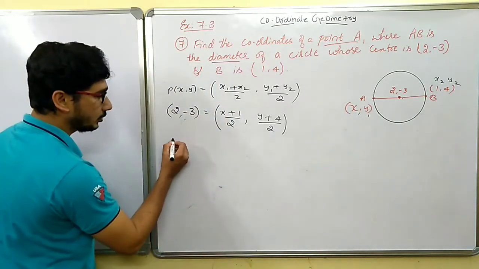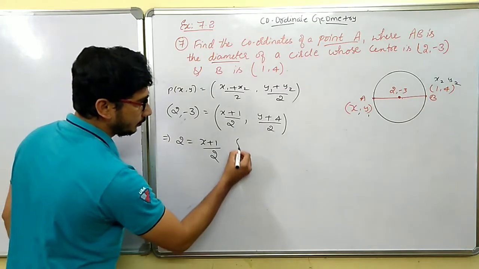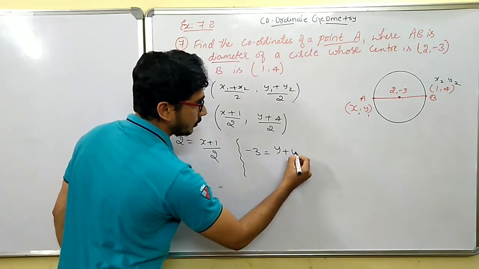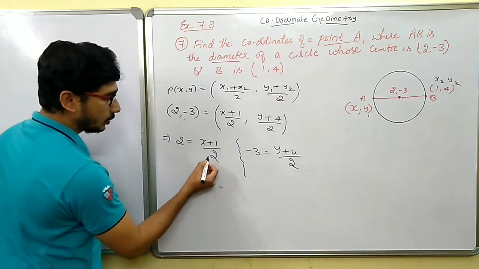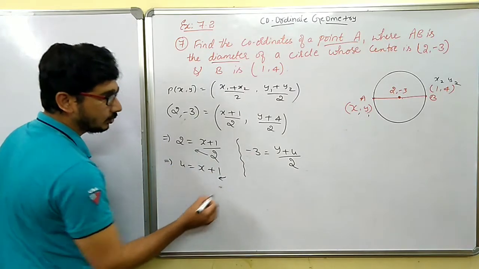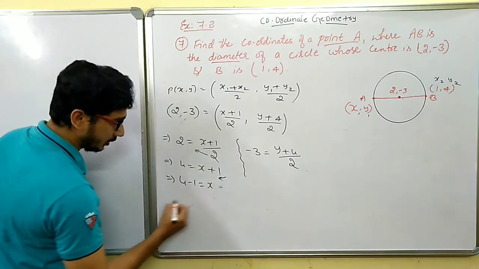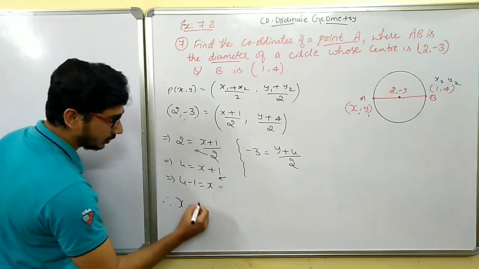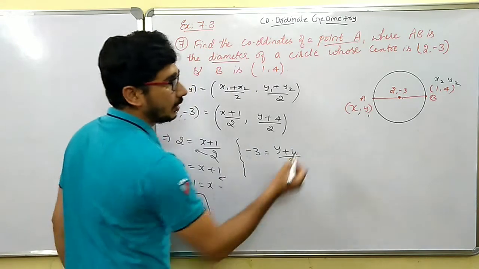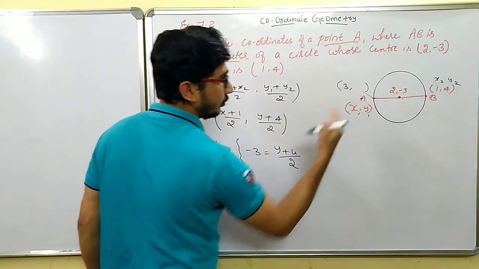So which implies 2 is equal to x plus 1 by 2. Now minus 3 is equal to y plus 4 by 2. Cross multiply. 2 into 2 is 4, which is equal to x plus 1. Take 1 to the LHS. It will become 4 minus 1, which is equal to x. Therefore, x is equal to 4 minus 1, which is 3. So you got 3.